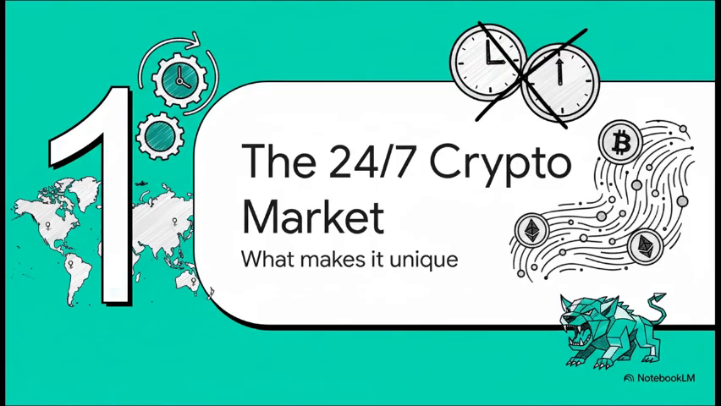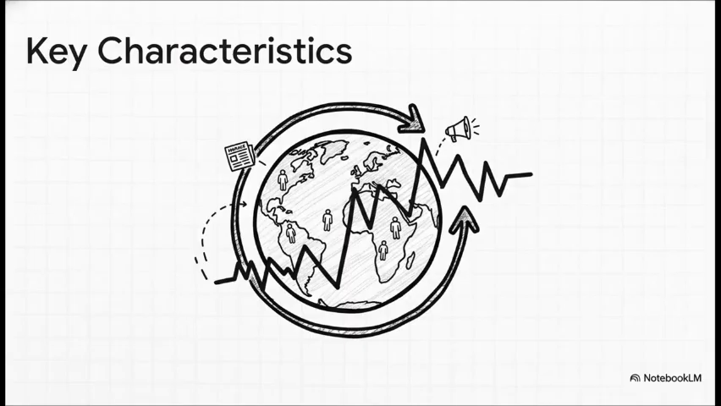Okay, first things first. We have to get a feel for the playground we're in. And let me tell you, the crypto market is nothing like the traditional stock market. You know, Wall Street opens at 9:30 a.m., rings a bell, and closes at 4 p.m. Crypto? Nope. This thing is a completely different animal. And what's so wild is how all of these things are connected. Think about it. This market is always on, 24/7 all around the globe.